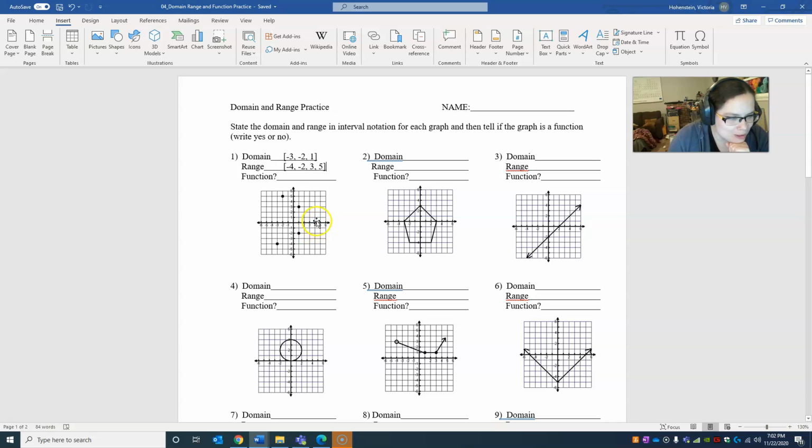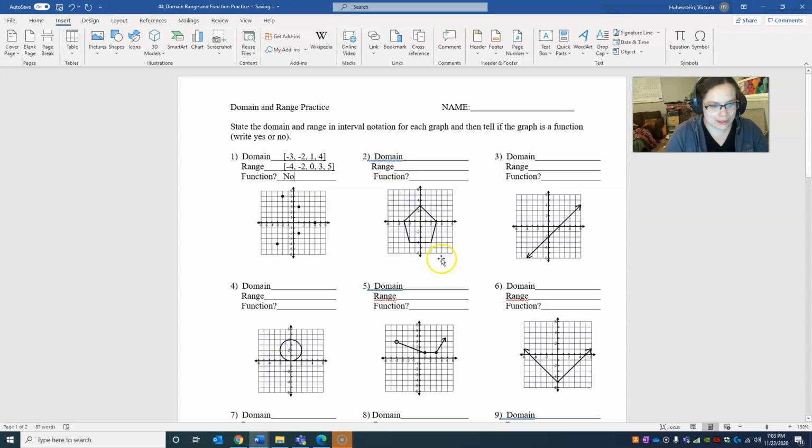Oh, I just realized there's a point here at 4. Okay, so let me go ahead and add that to my domain and range. That's going to be 4 at x, and then for range, that would add a 0 value. And it is still not a function. It is not a function because here at x equals 1, there are 2 different y values. So for function, I'm going to write no.